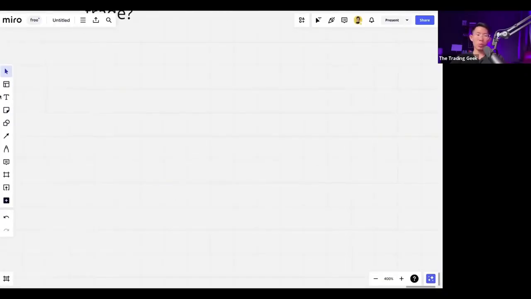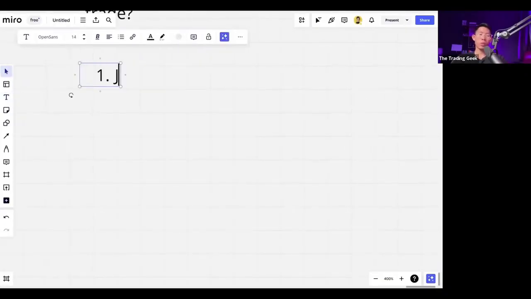Second habit would be to journal your trades.